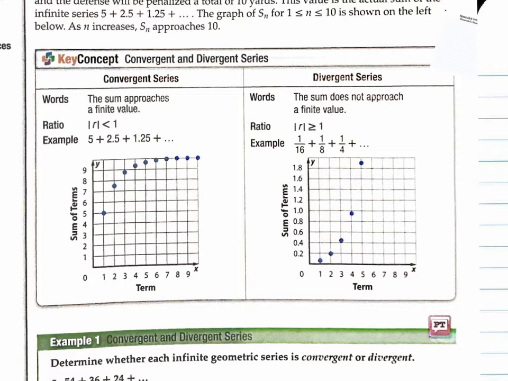Anyways, so yeah, convergent series, it converges to a certain value, okay? So here is a geometric series that actually converges to a certain value. You have 5 plus 2.5 plus 1.25. What's the common ratio here? Well, what's half of 5? It's 2.5. What's half of 2.5? 1.25. So this is obviously the common ratio of 1/2, okay?